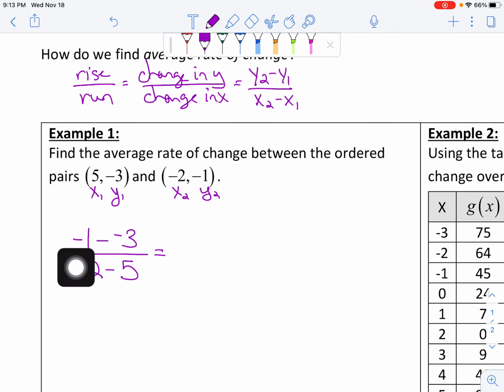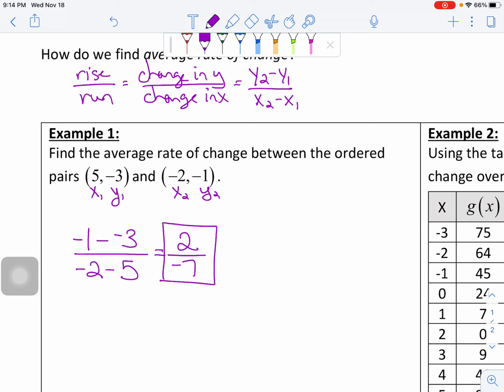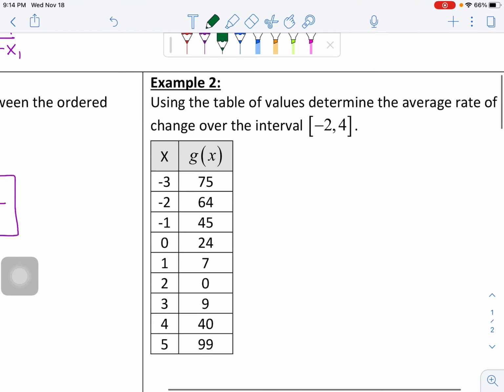If we look at that numerator, we've got a double negative here, which would become positive. So -1 plus 3 is just 2. And then -2 minus 5 is -7. Depending on your teacher's expectations, maybe you need to turn this into a decimal. I do not need you to. So we're just going to leave that as 2 over -7. If you wanted to write -2 over 7, those are identical. But that's the average rate of change between those ordered pairs.